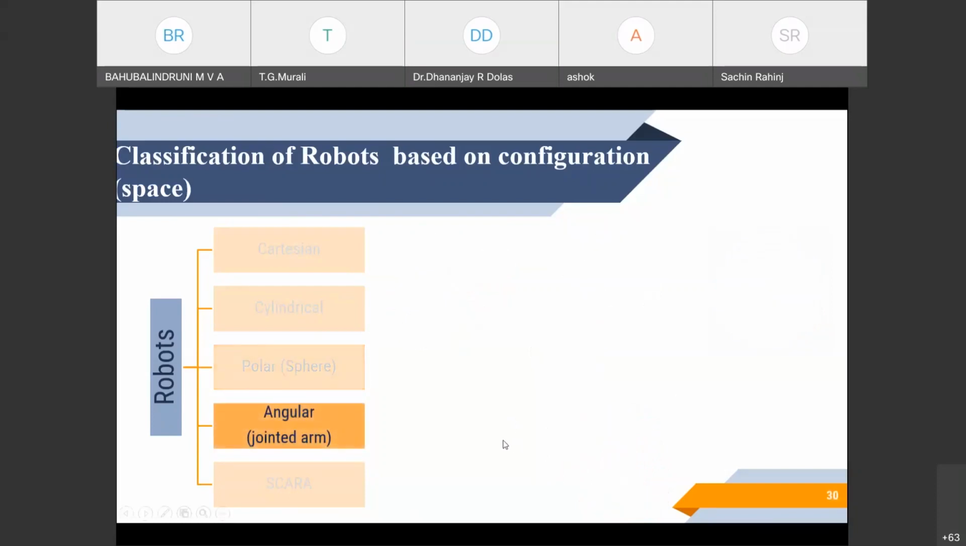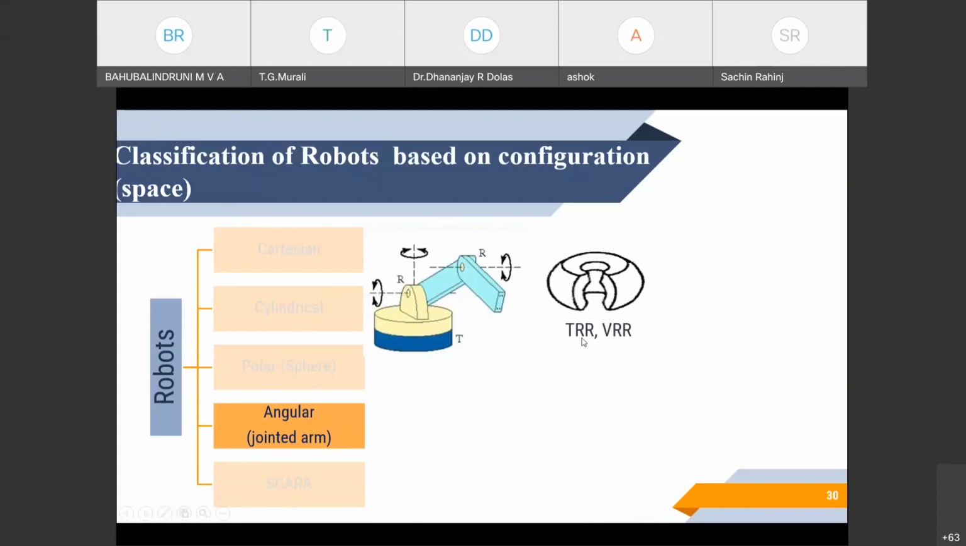The fourth one is the angular robot. Mostly we find these angular robots in manufacturing applications, in which most of the joints are rotational, except the twisting over its base. So we can achieve this angular joint with a TRR. So here you can see the work volume of an angular robot.